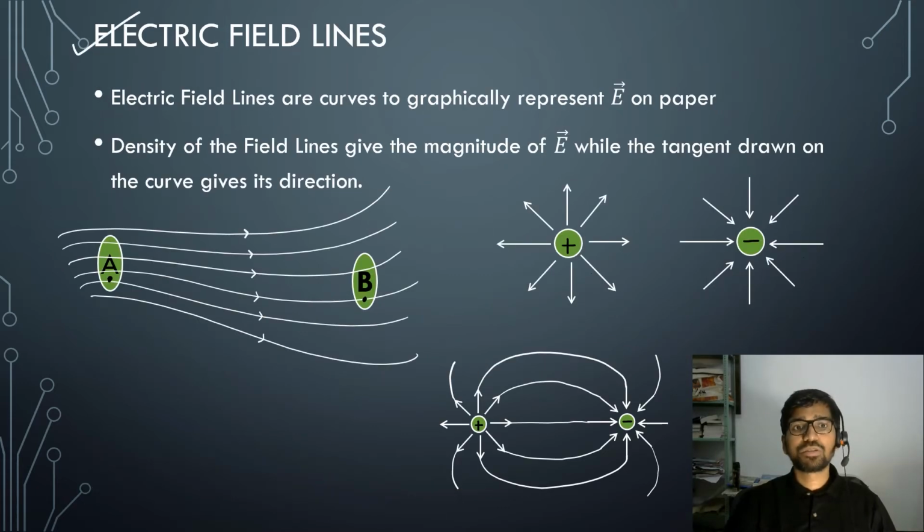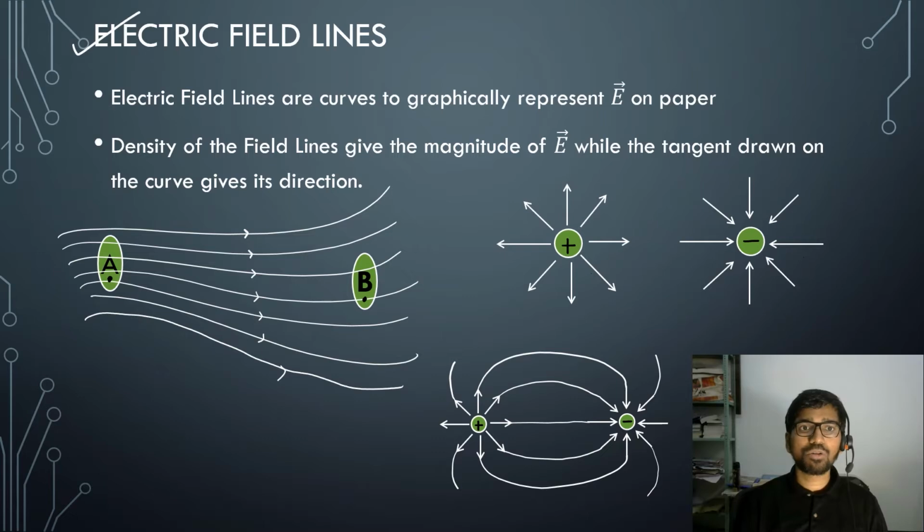Electric field lines. Electric field lines are curves to graphically represent electric field on paper. Unlike electric field, which is a physical vector quantity which we have discussed earlier, electric field line is not a physical quantity. It is just a convenient way to visualize electric field. What do I mean by this? Imagine that you are provided with electric field lines in a region and you wish to find out the electric field from the given curves. How will you do that?